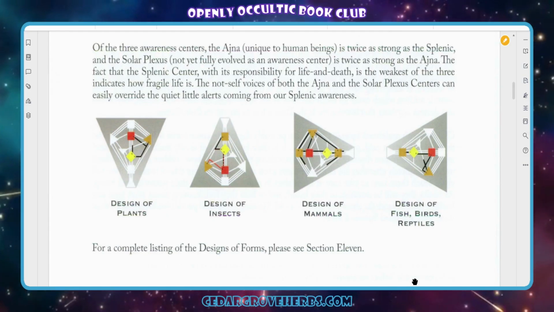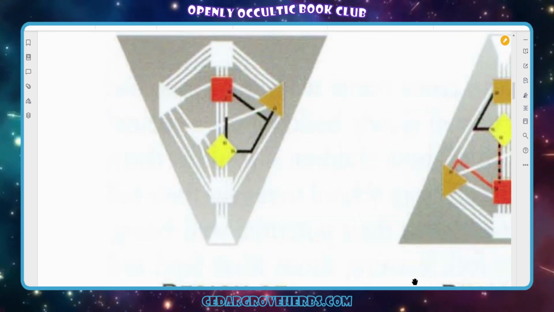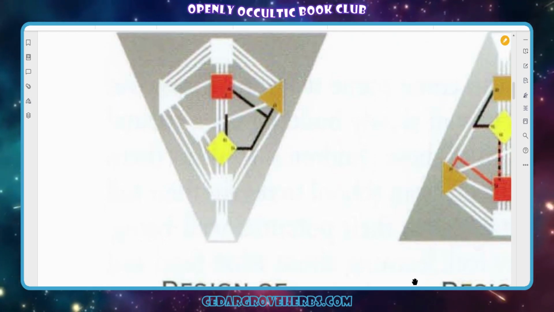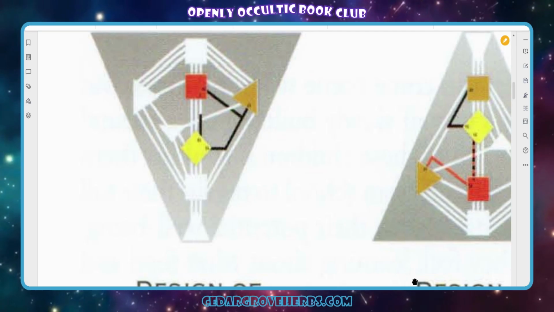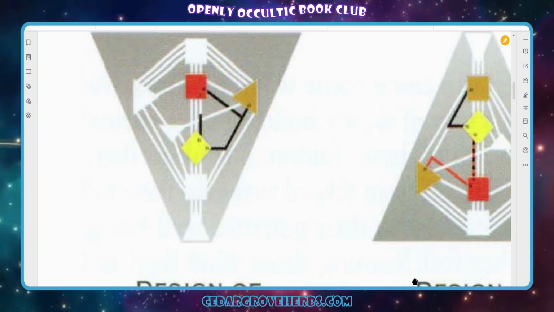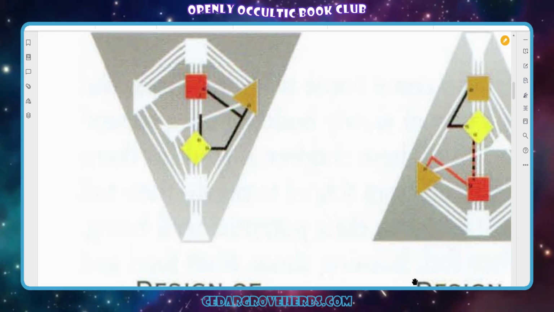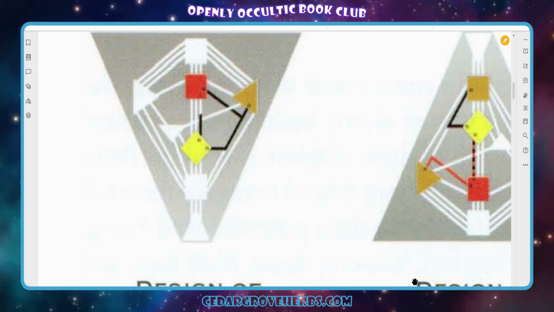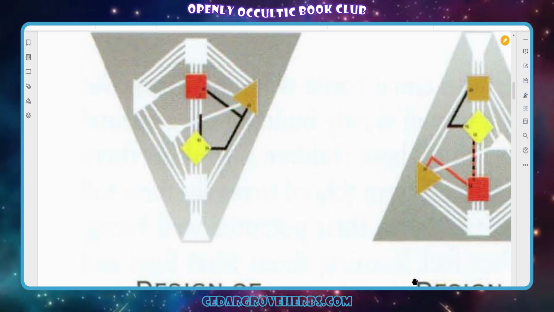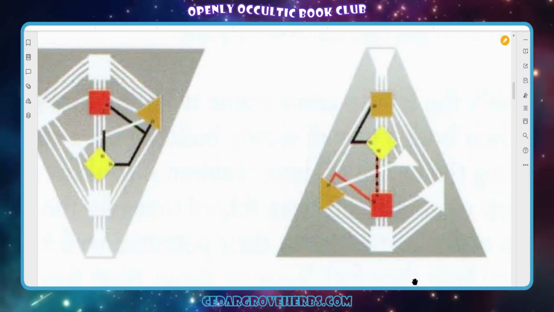Wow, so check this out. The design of plants. Let me zoom in a little bit. 1, 2, 3, 4, 5, 6, 7, 8. Plants have 8 centers, which would be the throat, the spleen, and the solar plexus, the heart, the G center, the sacral, and the root. Maybe, I don't know. I'm going by the designs on human bodygraph charts.